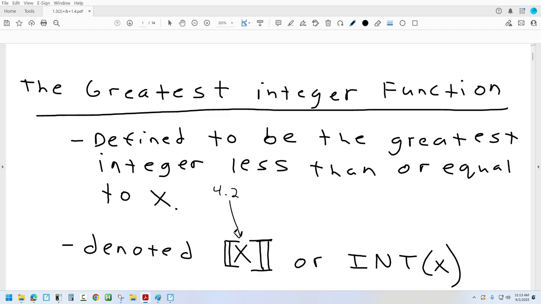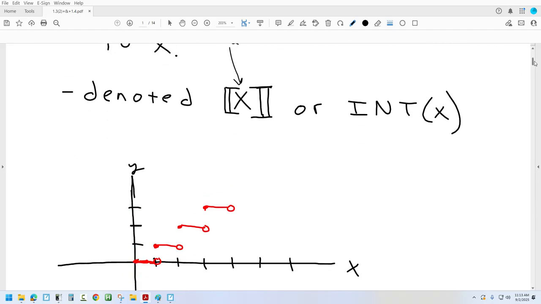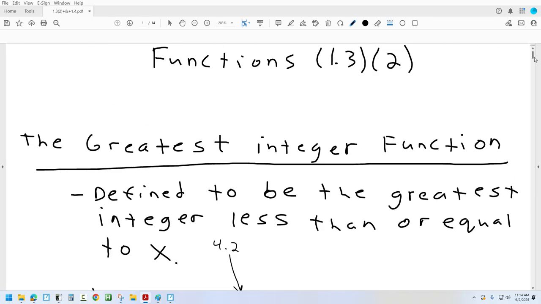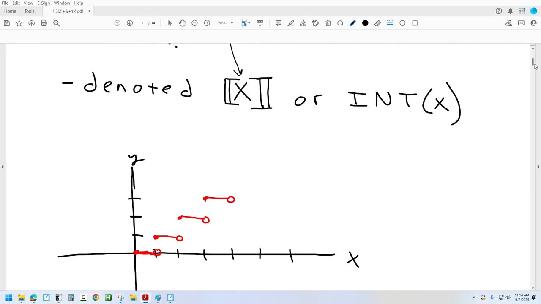If you plug in anything that starts with a 4, it doesn't matter what the decimal is, you get a 4. Once you get to 5, all of a sudden it jumps up. Because it jumps, it kind of looks like a set of steps. So sometimes this is also called a step function.